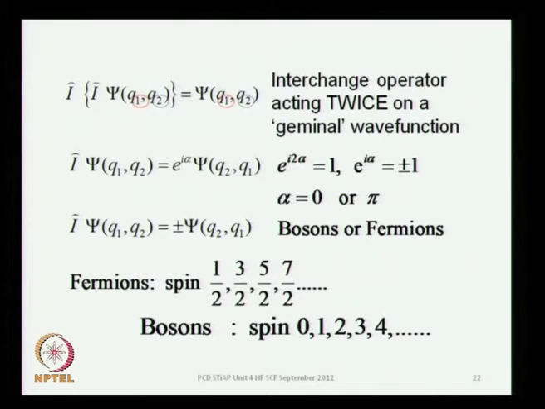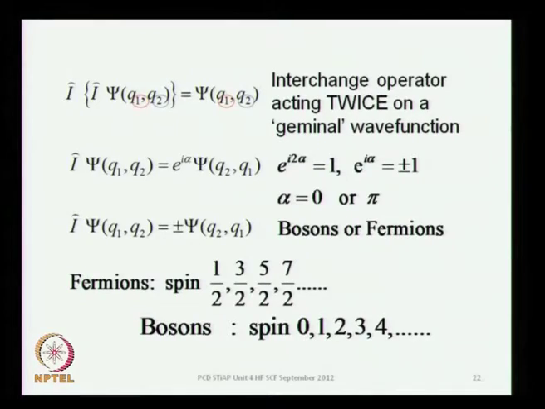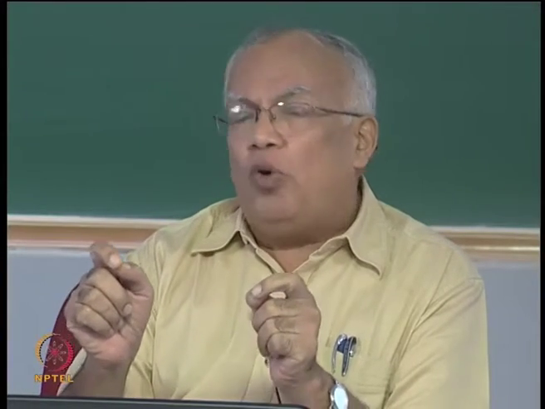So, this is what we have got, that two interchanges, e to the i 2 alpha, would give you 1. So e to the i alpha would be plus 1 or minus 1, and accordingly this angle will be either 0 or pi, right. So, there are two types of particles in nature. One are the fermions, which have got half integer spins, whose wave function would change sign under the interchange of two identical fermions. But if you interchange two identical bosons, the wave function will remain invariant, the sign will not change.